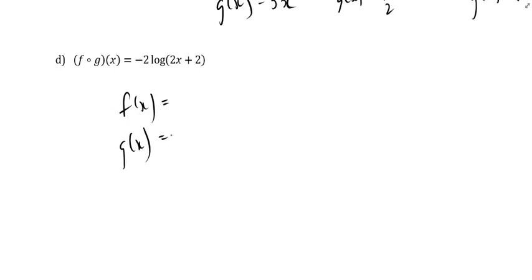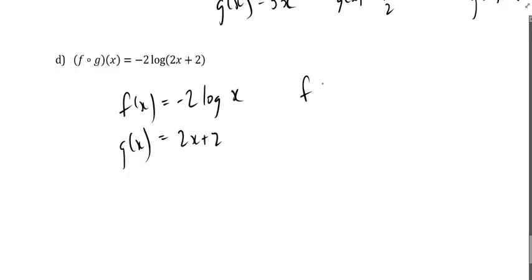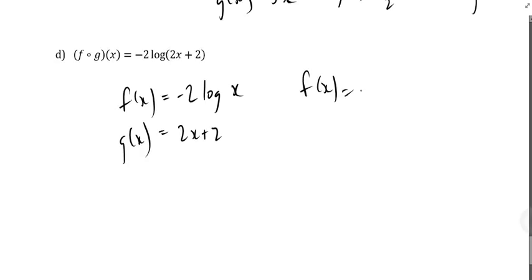Doesn't have to be complicated. They're not trying to make it fancy. Make it easy. F of x equals negative 2 log of x, g of x equals 2x plus 2. Awesome. Who else had that one? All right, you're off the hook. What was yours? The same f, but g of x was 2 bracket x plus 1. Oh, okay. So f is negative 2 log of x, g at x equals 2 bracket x plus 1.